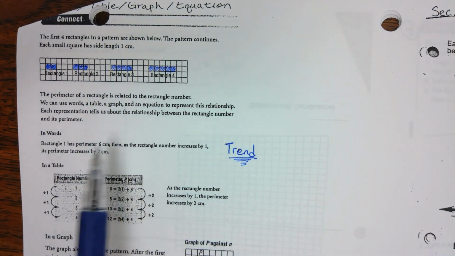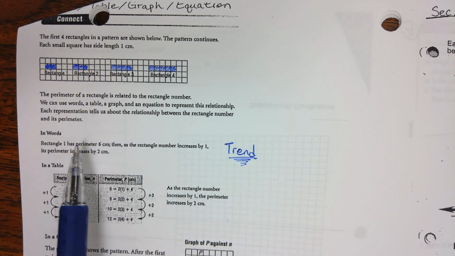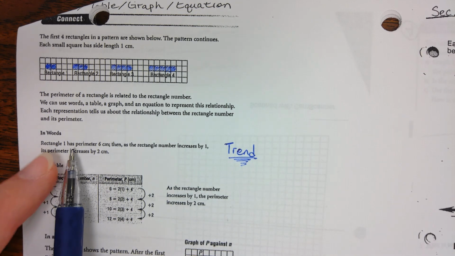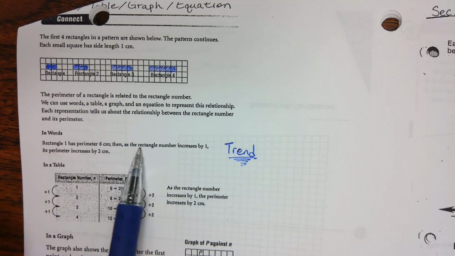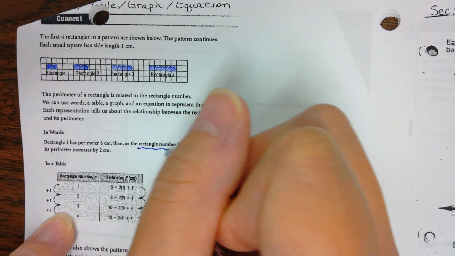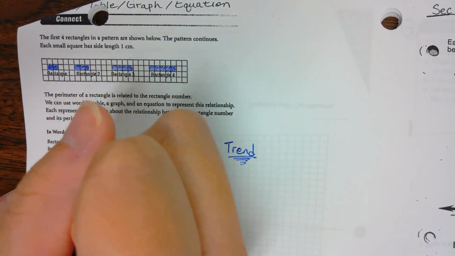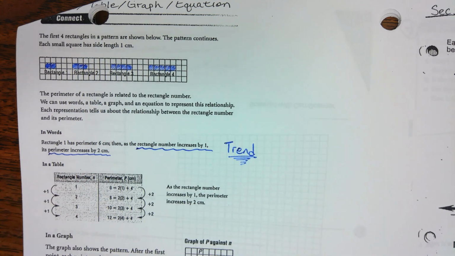Okay, so one way to describe a trend is with words. Rectangle 1 has a perimeter of 6. As the rectangle number increased by 1, what happened to the perimeter? The perimeter increased by 2 centimeters.